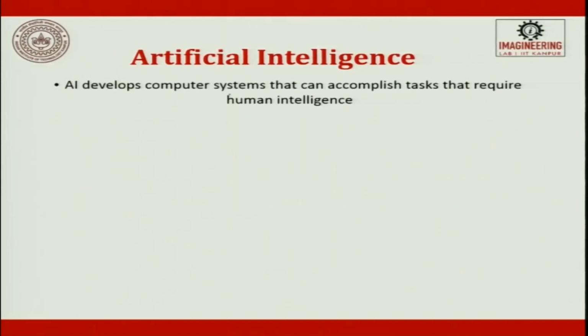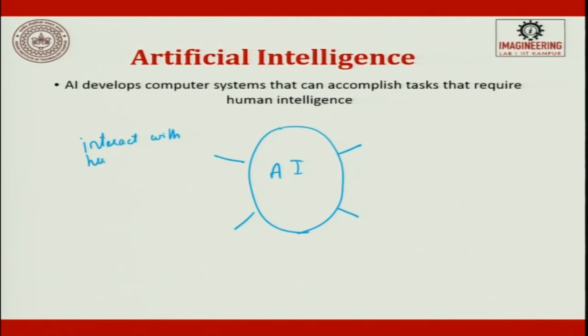AI develops computer systems that can accomplish tasks that require human intelligence. So, this is AI. There are four components of AI. One is to interact with humans using their natural language.